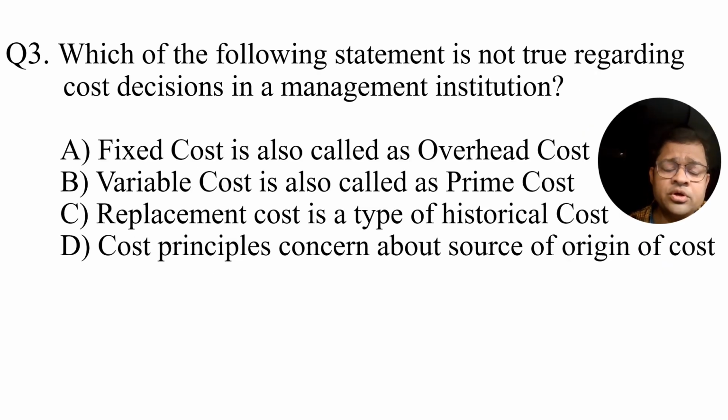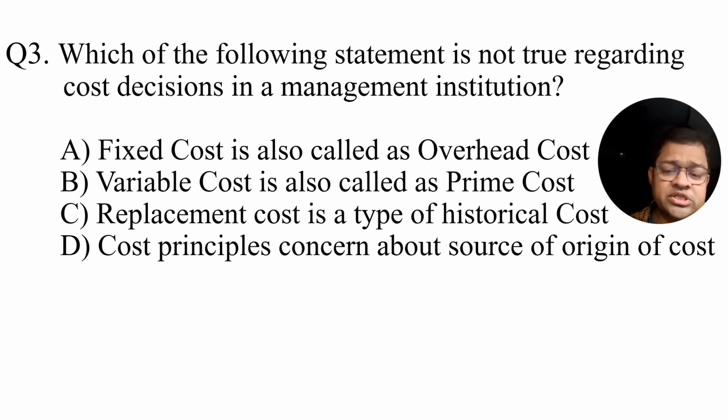Question number 3. Which of the following statements is not true regarding cost decisions in a management institution? Fixed cost is also called overhead cost. It's a correct statement, because insurance and electricity costs are added on just like overhead cost. It is also called fixed cost. Variable cost is also called prime cost. It is the correct statement. Whenever any type of enterprise is going on, you add raw material and labor, and this type of cost is called prime cost.